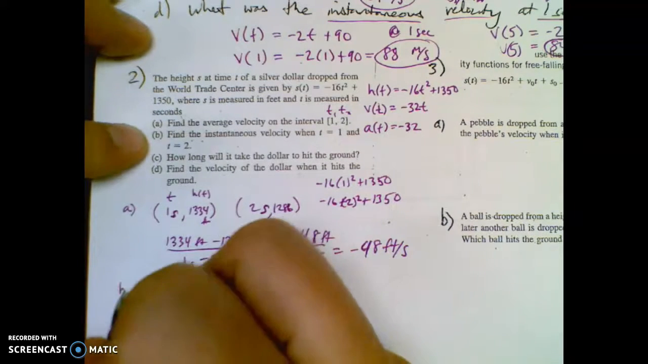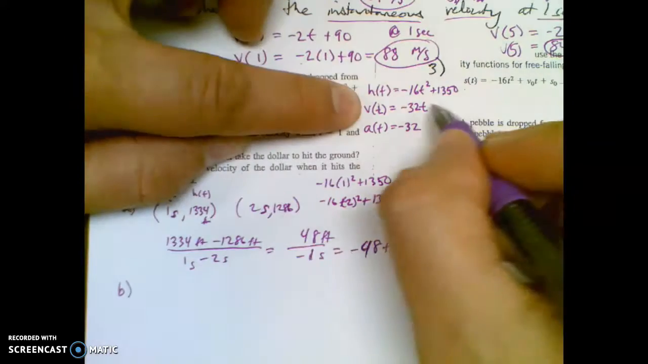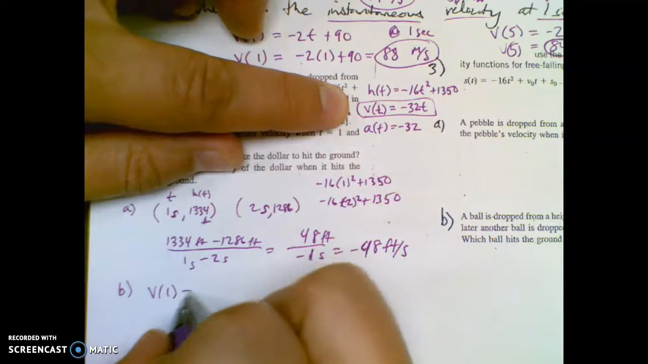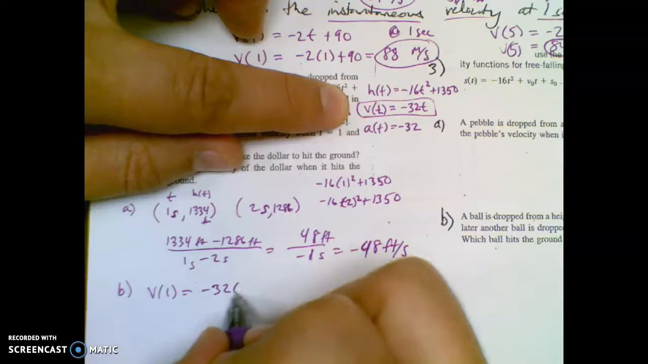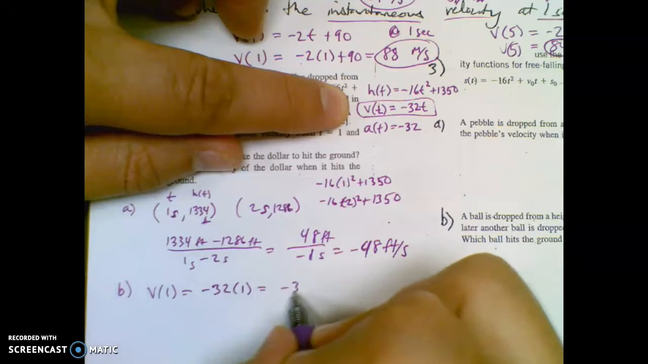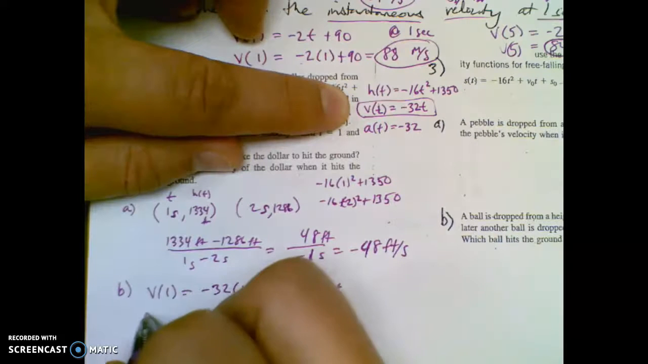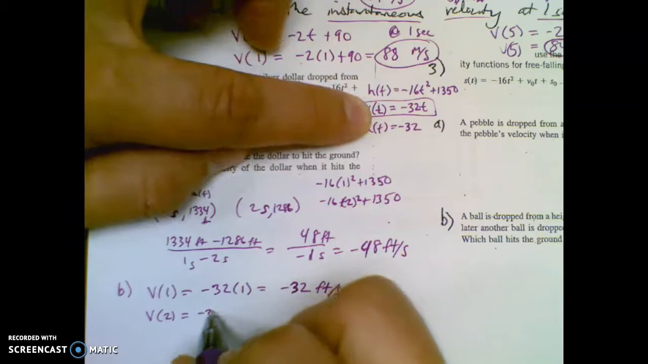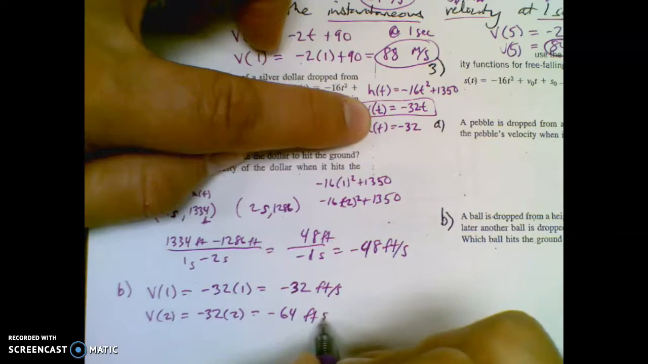Part B wants you to find the instantaneous velocity at 1 and 2. So I'm basically using this equation. I'm going to plug a 1 in. I'm going to plug a 2 in. So at 1 second, you have a negative 32 feet per second. And at 2 seconds, you're going to have negative 64 feet per second.